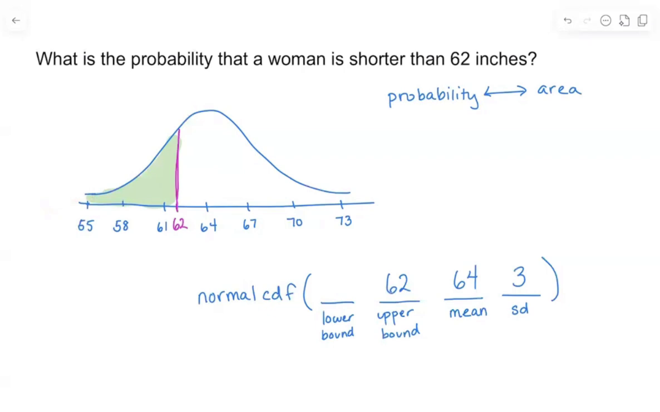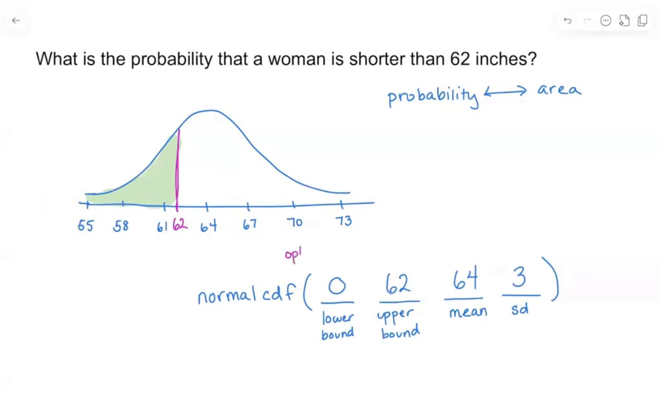So for the lower bound, we can do one of two things. Option number one is you could choose a number that is definitely smaller than the smallest possible height. So if I put 0 here, nobody is shorter than 0 inches. So that would totally work as a lower bound, but it has to fit the context of the problem you're looking at. Other people prefer to use your calculator's idea of infinity.